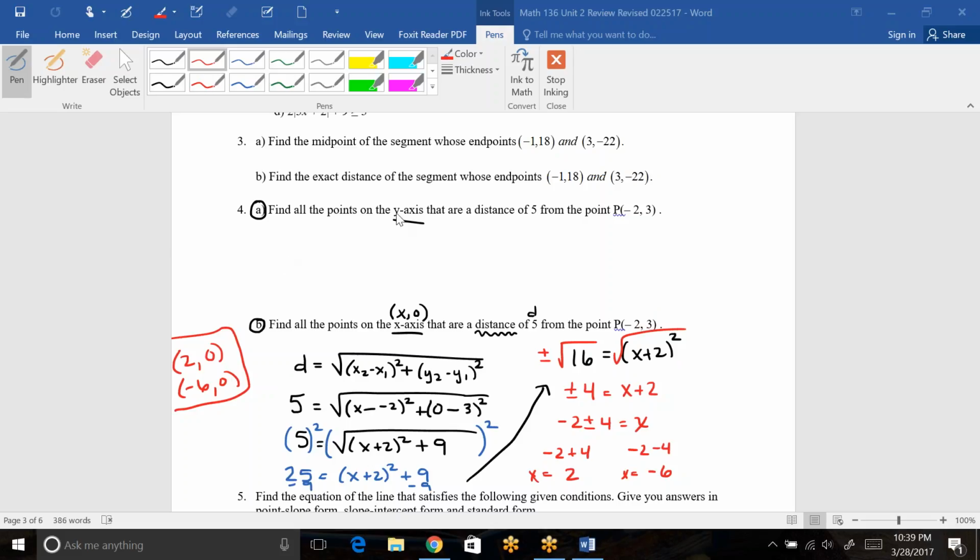So the only difference with this one is your generic point is 0, y because it's a y-intercept. So you do the same process except this is the second ordered pair. Do we feel okay about that? So keywords to tell you that you're doing this type of problem is, notice you see something about the axis and you see the word distance. So that's how you know you're doing this application problem.